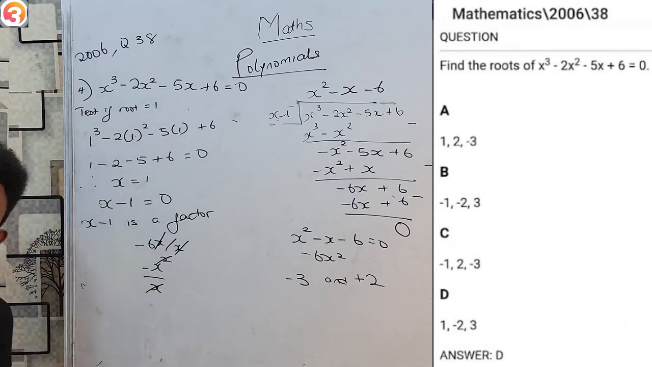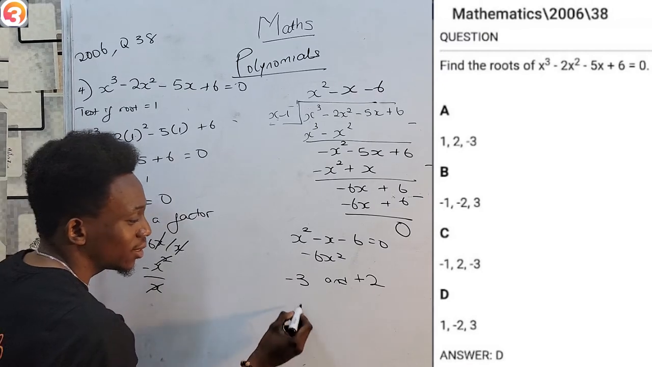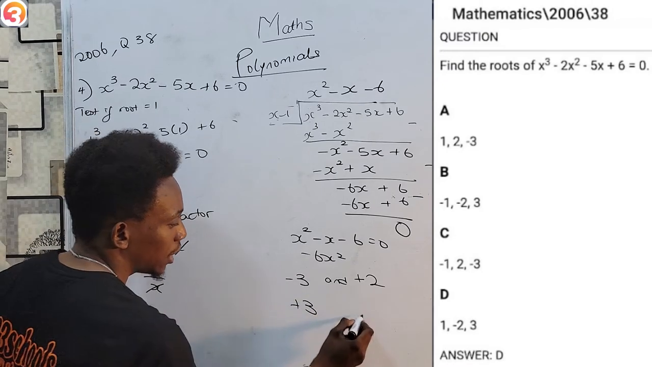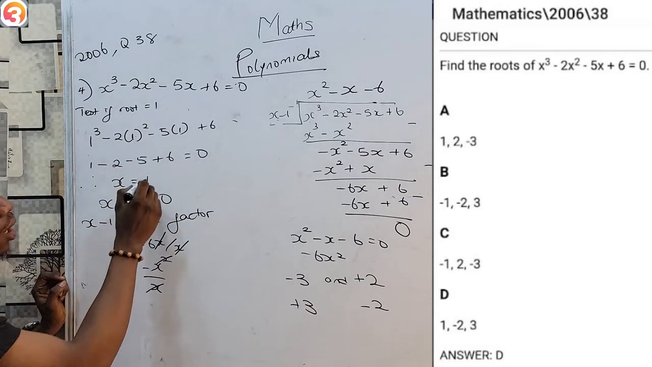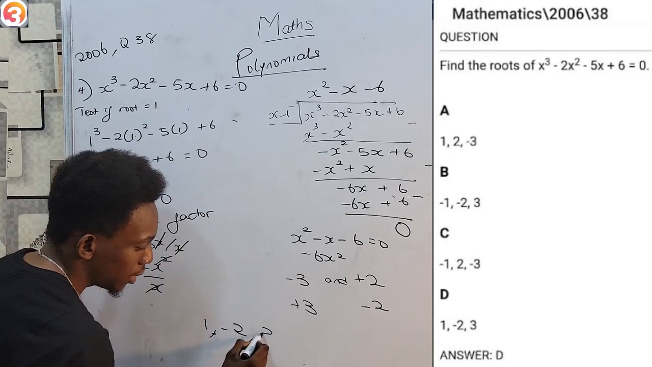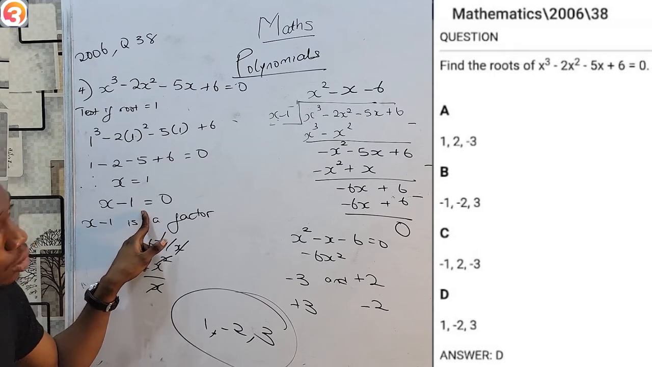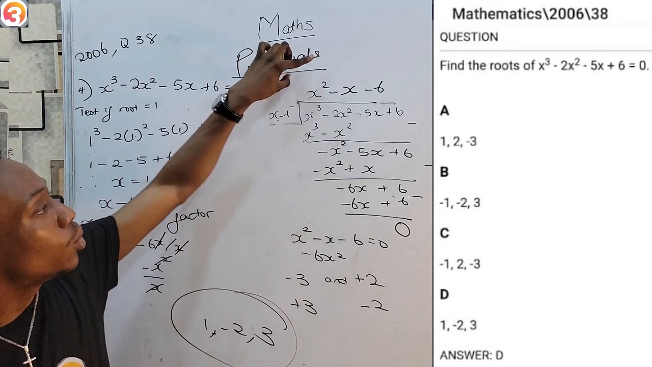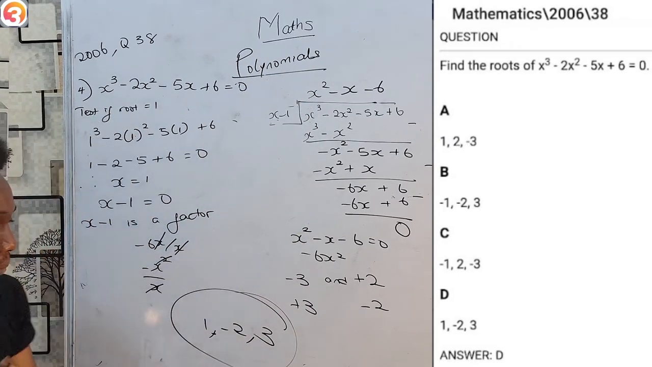Remember the short method I taught you in quadratic equations is, once you get these two numbers, simply change the signs. This becomes plus 3 and this becomes minus 2. That means my answers are 1, minus 2, and plus 3. So you see, with proper solving, this is how we always get the answer. After getting the first factor by trial and error, we divide. This is a quadratic equation, which we then solve and gives us our answer.